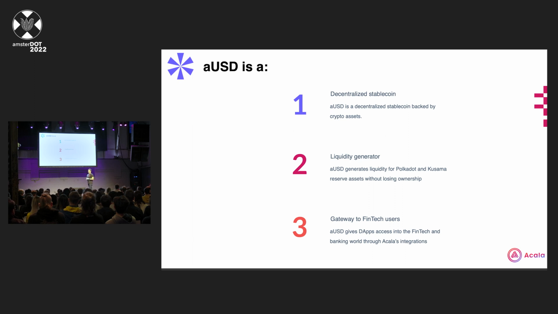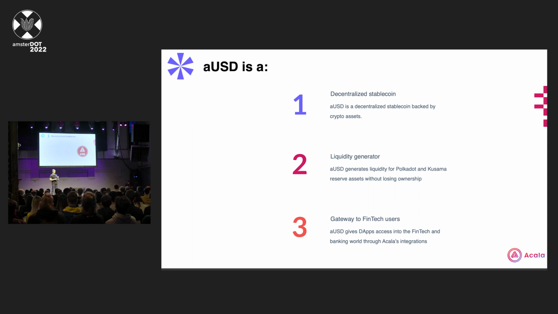Number two, very important for the Polkadot and Kusama ecosystem, aUSD is a liquidity generator. Many of you probably hold DOT or KSM and want to hold that for years. But aUSD allows you to draw liquidity out of those assets that you can go on and use within all these future applications that are going to be built on Polkadot. And the third thing is aUSD provides dApp developers a gateway up into the fintech world or the banking world through integrations that we're working on at Acala.